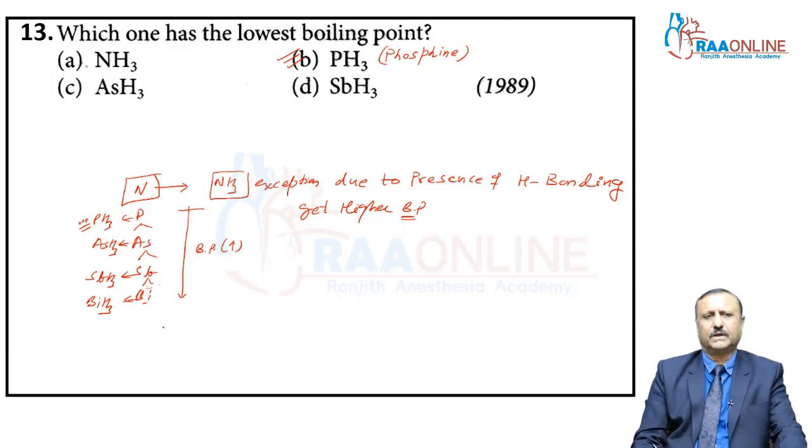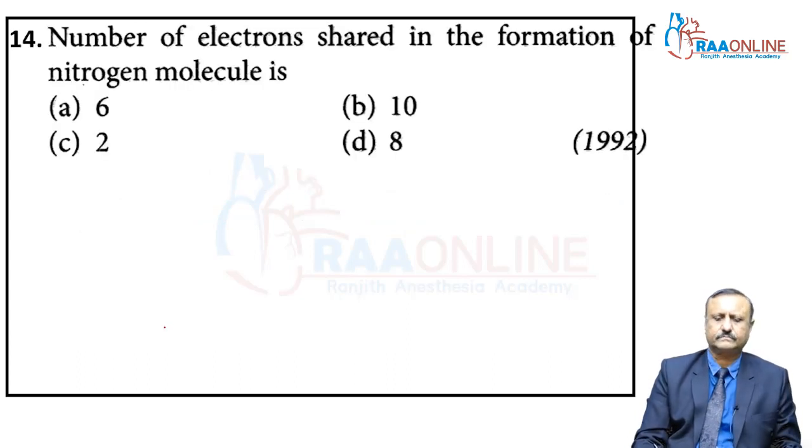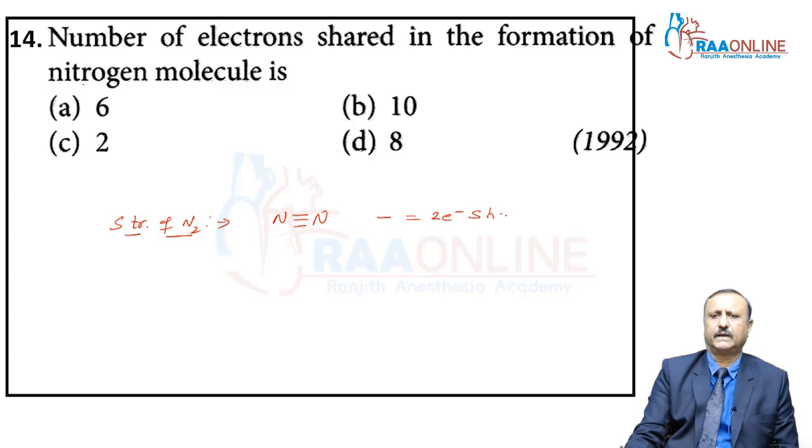Now, my dear students, we can go to question number 14. Here you can see the number of electrons shared in the formation of a nitrogen molecule. Here you can write the structure of nitrogen, and you can easily see the structure of nitrogen, that is N triple bond N. In one bond, 2 electrons are shared. So, my dear students, in one bond 2 electrons sharing occurs.